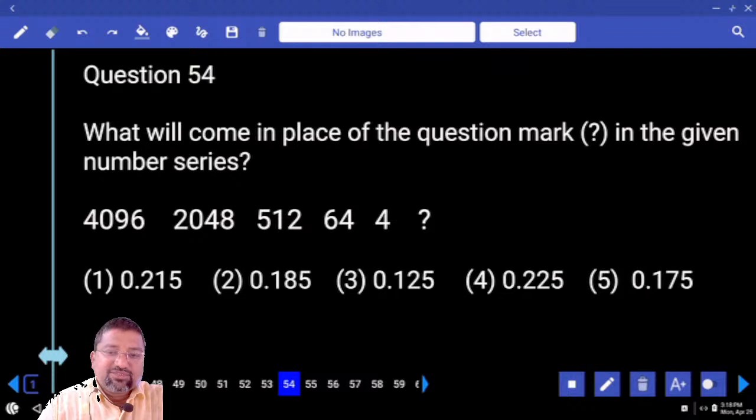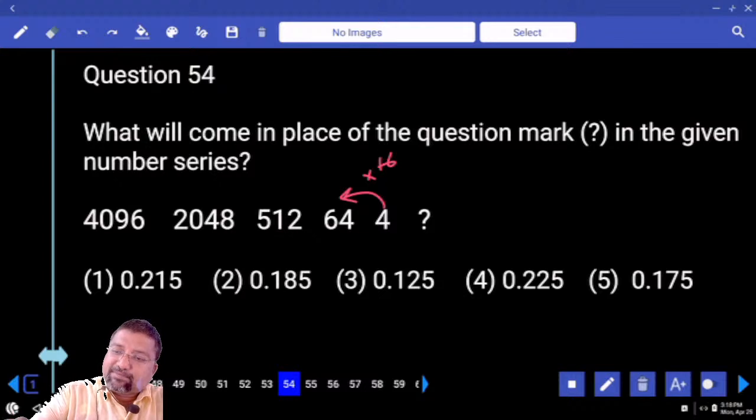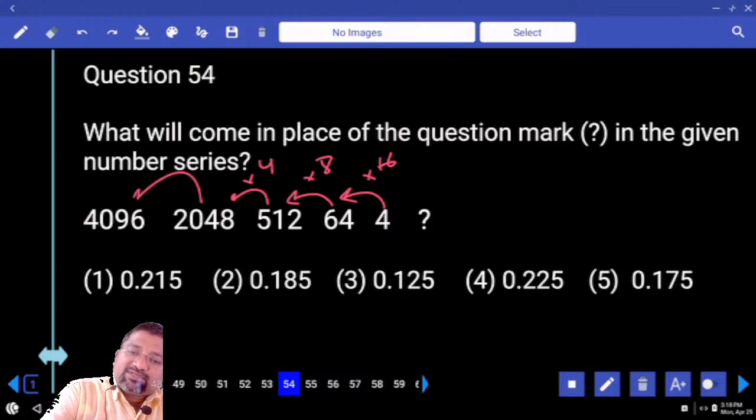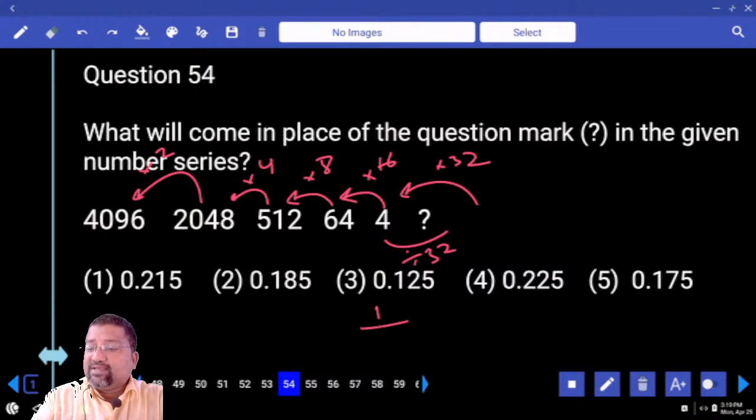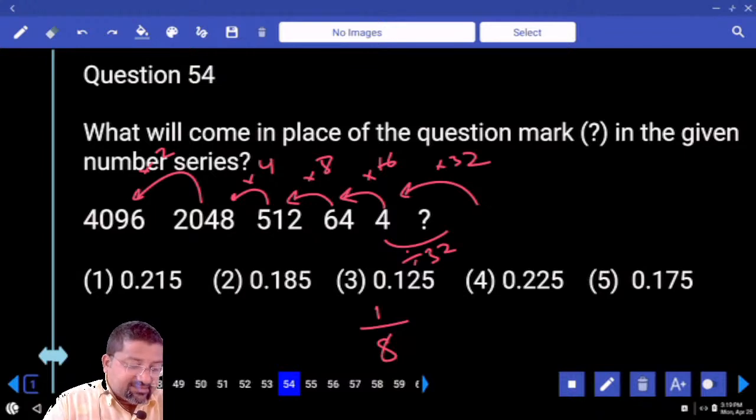You want to see huge increase, decreasing order, right? Huge or gradual? Huge. You want it to go from left to right or right to left? It is up to you. Now right to left. 4 into 16, 64 into 8, 512 into 4. This is into 2. What should this number be? Into 32. Nothing but 4 divided by 32. What is 4 divided by 32? 1 by 8.